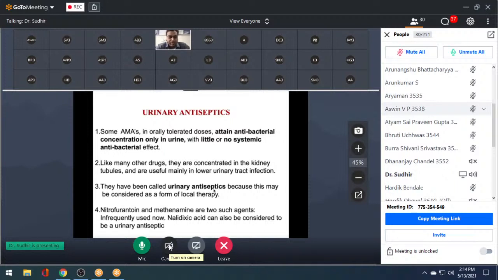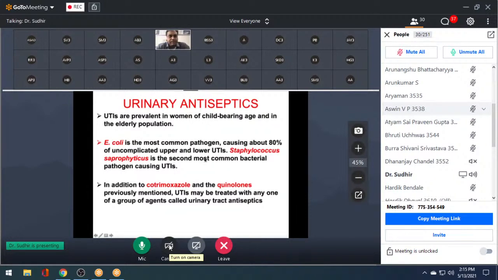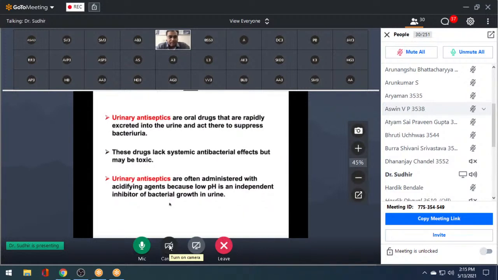Some examples are nitrofurantoin, methenamine, nalidixic acid. So we'll deal with these drugs one by one. I have already discussed these things. E. coli is the most common pathogen. Even Staph aureus or Saprophyticus can be common bacterial pathogens causing UTIs. In addition to these urinary antiseptics, you can use cotrimoxazole and quinolones. If these antiseptics are not responding, then you can go for other antibiotics which act systemically, like cotrimoxazole or quinolones.